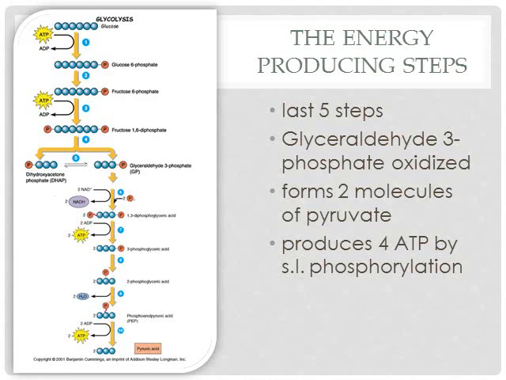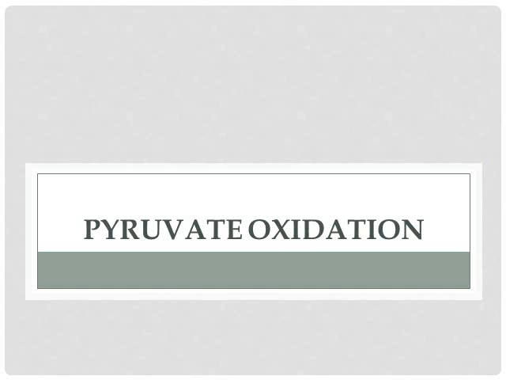We produce 4 ATP by substrate level phosphorylation. So we use 2 ATP to begin with. We need to recoup our losses. So we make back those 2 ATP plus 2 more ATP. So a net gain in glycolysis of only 2 ATP. And in terms of the electrons, we are able to reduce 2 NAD to NADH. And we're going to use that energy later in the electron transport chain.